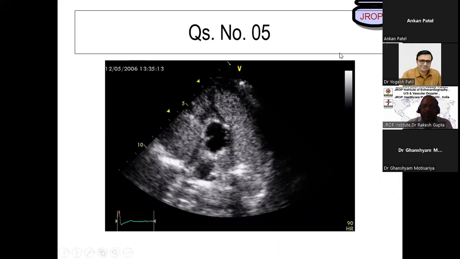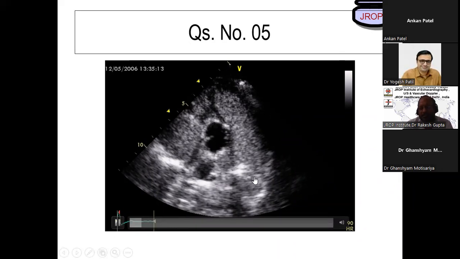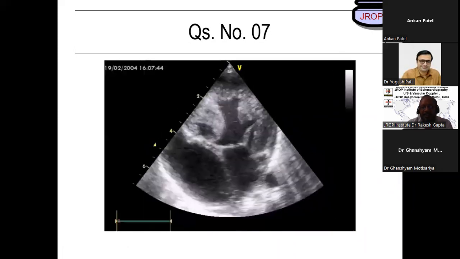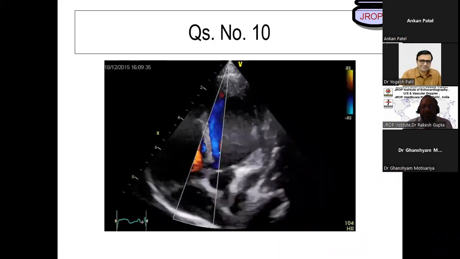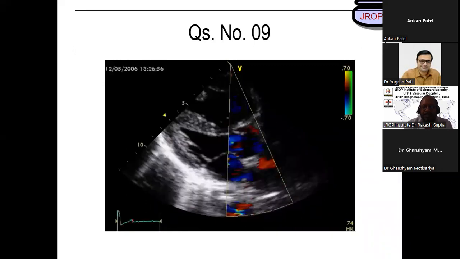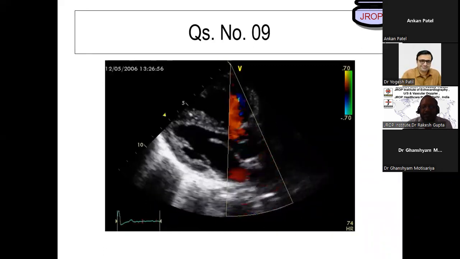This is a patient. There we see a flow in the IVC and abdominal aorta. Yes, and reversal of PDA. And this is the image which told us about reversal of PDA.